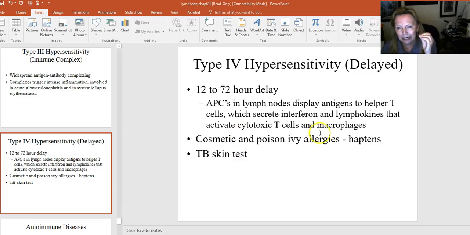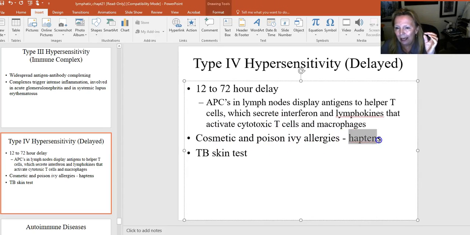There are also delayed hypersensitivities that can happen. This is like poison ivy, poison oak. Sometimes people react to latex, to powders, to cosmetics, to whatever. It causes a delayed reaction. This involves what are called haptens, which are actually molecules that don't really act so much as allergens by themselves. They're too small to cause that kind of response by themselves.